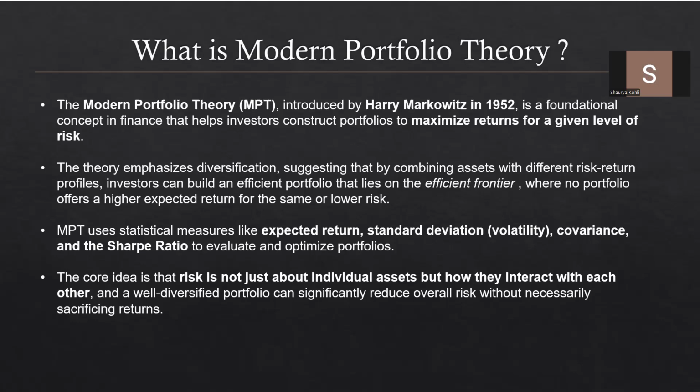This theory emphasizes diversification, which means combining assets of different risk and return, for example, shares or equities, bonds, debentures, treasury bonds, etc. In this way, an investor can build an efficient portfolio that lies on the efficient frontier, with no portfolio offering higher expected return for the same or lower risk.